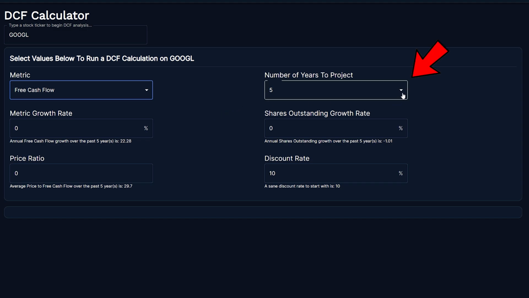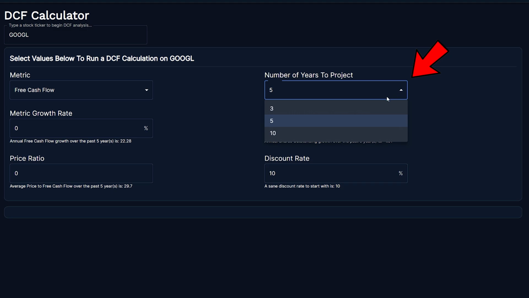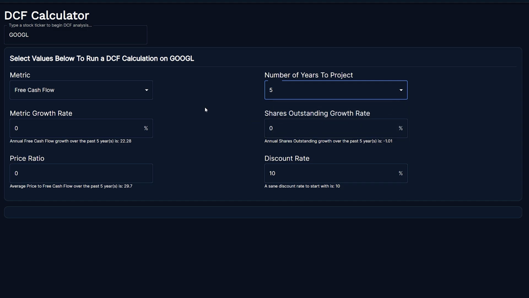The next field that we got to fill out here is the number of years that we want to project. Right now in our DCF calculator, we have 3, 5, and 10 years. I personally like to project out 5 years, but I also like to project out 10 years. However, you do just need to know that the longer you project out into the future, the more uncertain the calculation will actually be, because the reality is no one really knows what's going to happen over the next 10 years. And the further we project out into the future, the more uncertainty there is going to be. So for me, I feel comfortable using 5 years in this DCF calculation.